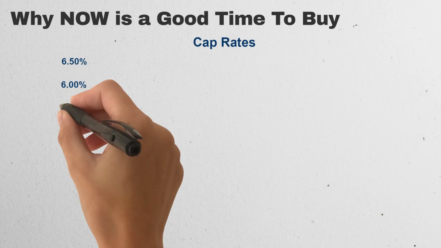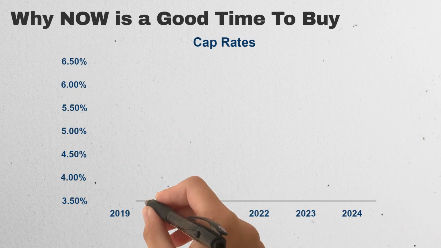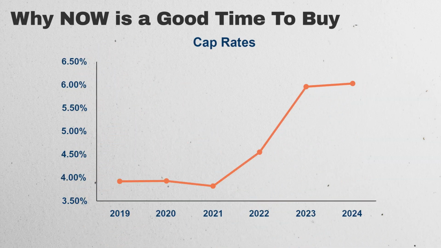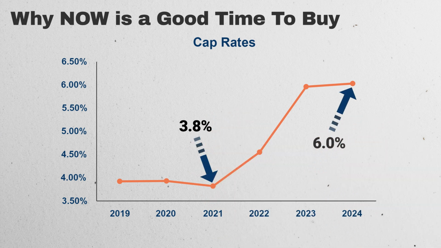So why is now specifically such a good time to buy? Look at what cap rates have done during this current cycle. It's really not rocket science. On this chart here, you can see how national cap rates have moved in the last few years. In 2021, at the bottom of the cycle, national cap rates were at 3.8%. Today, in 2024, they're at 6%.